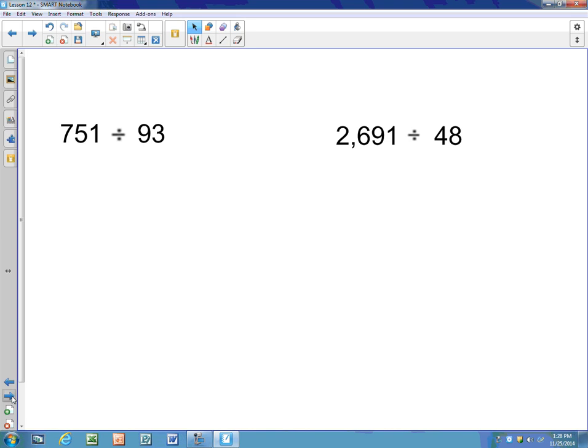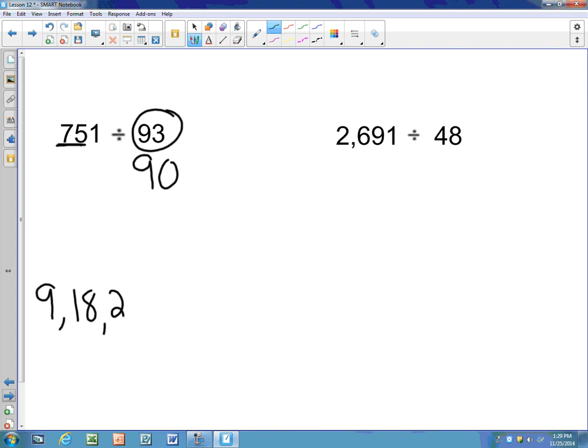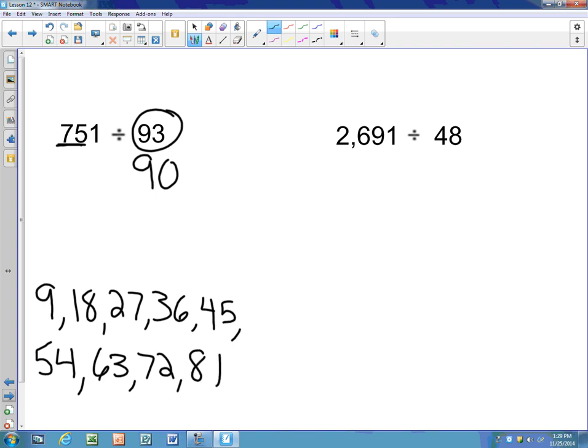Next two, we're going to start over here. We're going to round 93 to 90. And when I skip count by 9, I want to get close to 75. So I'm going to skip count over here. 9, 18, 27, 36, 45, 54, 63, 72, 81. When that was skip counted by 9, I see this 72. 72 is close to 75. And then this number becomes a 0. So 720 divided by 90, I can do 72 divided by 9, and that is 8.